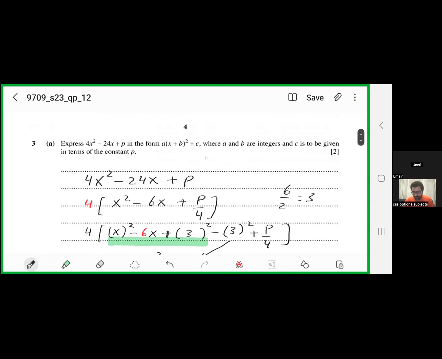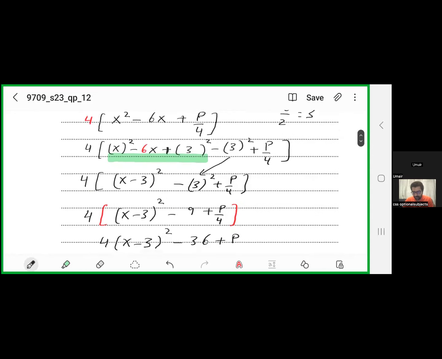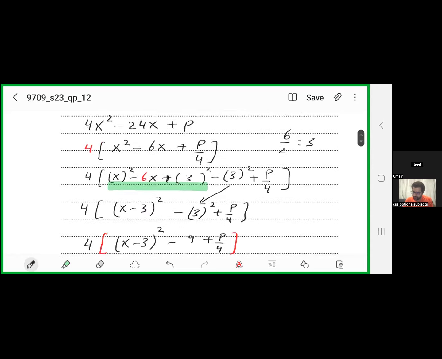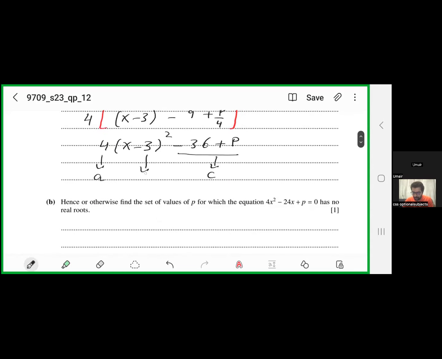Here a is 4. This is a. And this is c in terms of p. And this is b. In this way, you can find the values. This is the process of completing the square method. A is 4, b is minus 3, c is p minus 36.